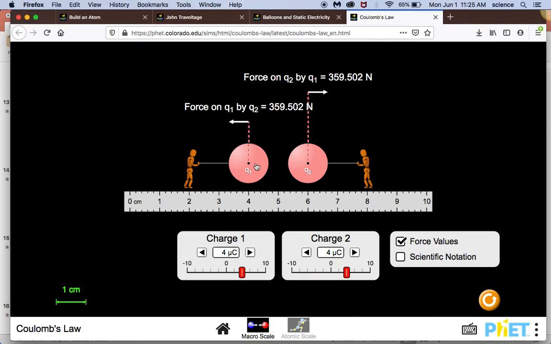It was 90, now it's 360, so it has increased by a factor of 4, which is what we saw when we looked at this in terms of different numbers, but we can see this with the simulation as well. So by doubling the charge on each object, it increases the force by a factor of 4. If we double the distance, it decreases the force by a factor of a fourth.